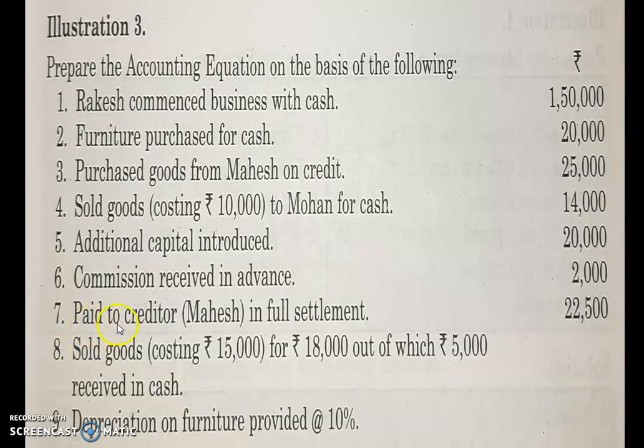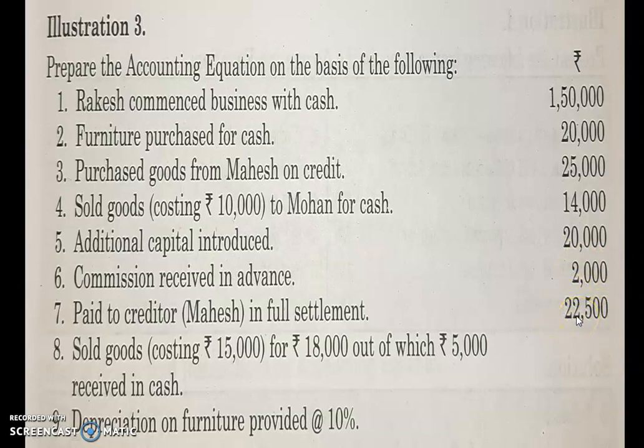Next is paid to creditor. Who is your creditor in this? From this transaction, if you remember, we have purchased some goods from Mahesh. He is our creditor, isn't it? So he is our creditor for rupees 25,000. But now we are going to give him cash as a full settlement. And how much are we giving him? 22,500. See, we have purchased goods for 25,000, but we are giving him only 22,500.